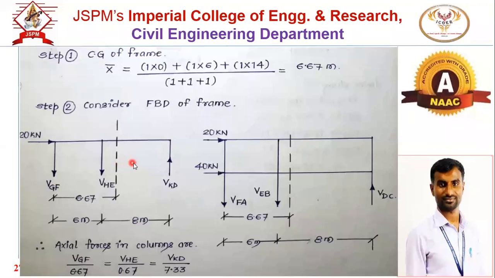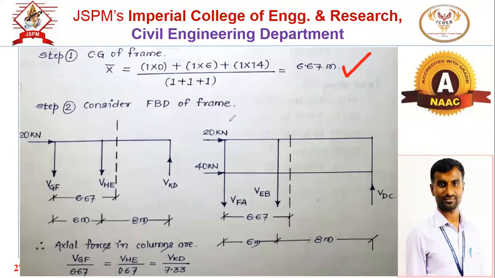This distance from the axis to the right side column is what we want. This distance we now know is 0.67. The total is 8. So 8 minus 0.67 will be 7.33 meter. So initially find the centroidal distance, or we can say CG.